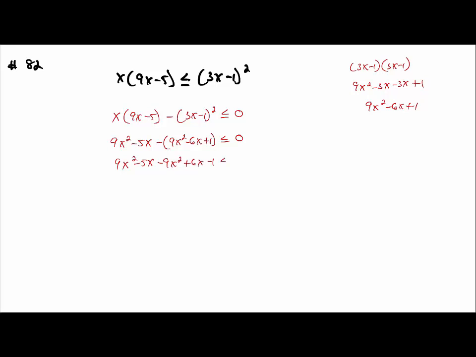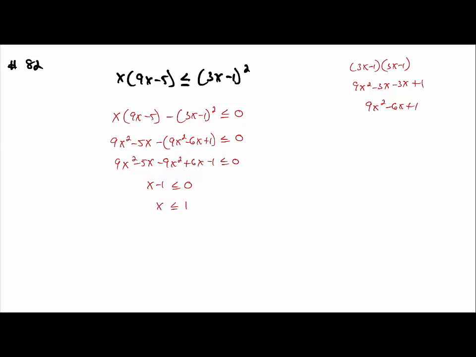And so I'm going to combine like terms. So 9x squared minus 9x squared is 0. And then minus 5x plus 6x is x. So it's x minus 1 is less than or equal to 0. And at this point, I'm going to go ahead and just solve for x. So I get x is less than or equal to 1.